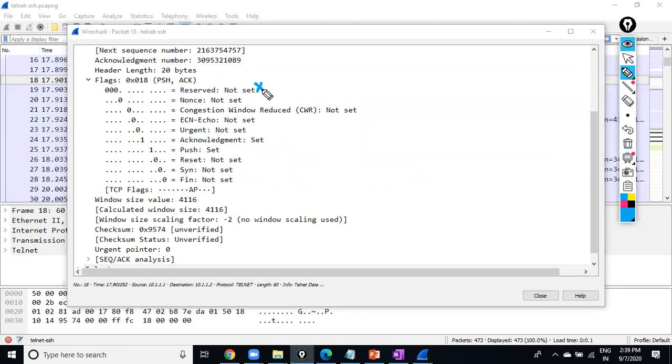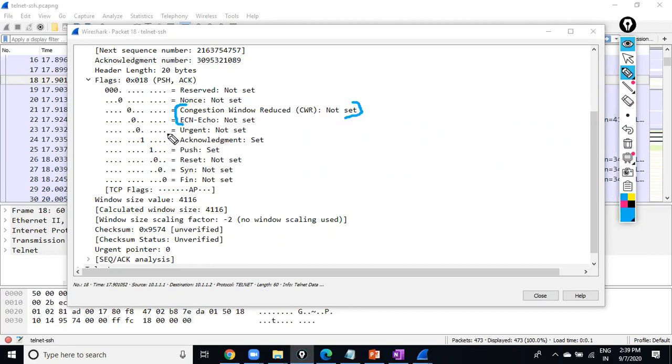Reserved, this is a reserved flag, guys. This is for some future use. Nonce is also about some future use. Congestion and ECN, this is about some congestion control. Once in your network, if some congestion is there and you're sending any TCP data, obviously you will get the acknowledgement a little bit late. So how to handle that concept, that is known as congestion window. Next topic is that only, we will discuss these two flags.